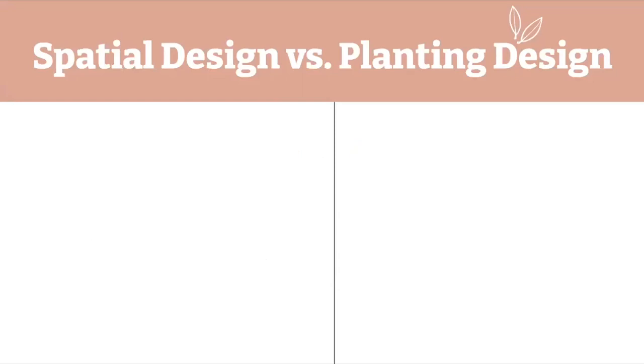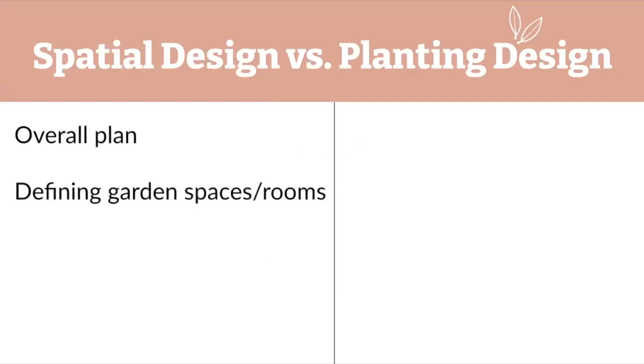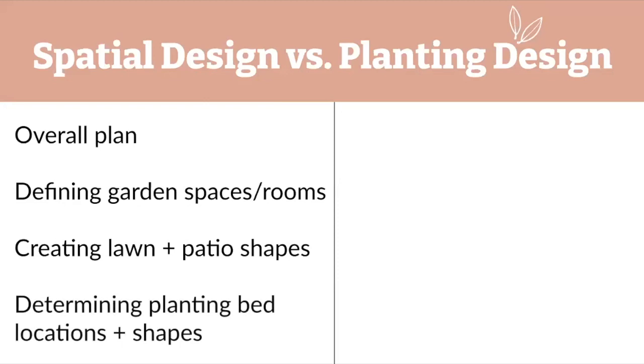And spatial design is when we are creating the overall plan and we're creating these garden rooms, these garden spaces, and we're creating the shapes of our lawns or our patios or our decks, the areas that we're physically in, just like you're in your house and you're in your living room or your kitchen, that's your room. We need to design these spaces outside too, so we can enjoy them. And then in that process of creating the room, we're also determining where planting beds go and what sizes they are. So oftentimes when we design, we are getting the plants first and then putting them in the ground, and then whatever's left over is the room.